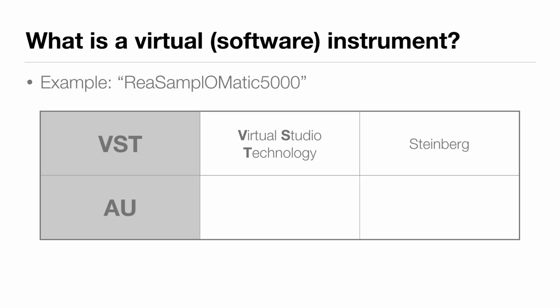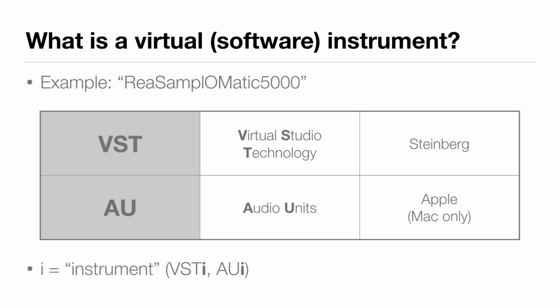If you're on a Mac, you also have Apple's version of that, which is called Audio Units, and that is for Mac only. But they're basically the same thing. A lot of plugins, a lot of these instruments are available in VST or Audio Unit, and the big difference is on the programming end, so we don't really need to worry about that too much. We just need to know that it works on the hardware we have. The little i at the end of some of them stands for instrument, so you see VSTi or AUi. That just means instrument.